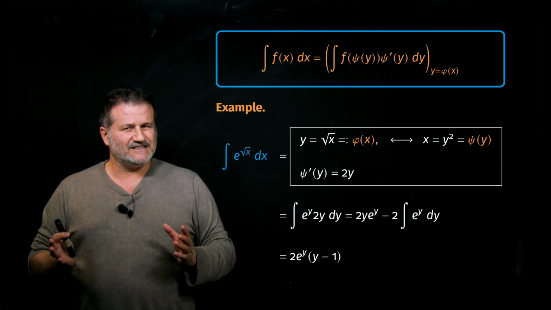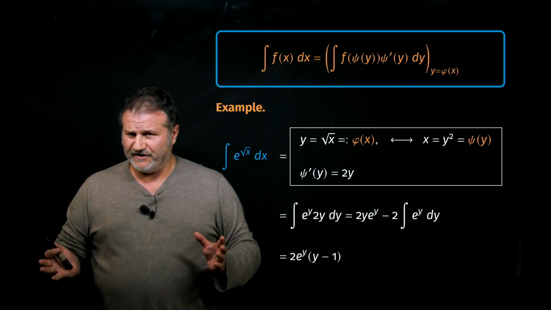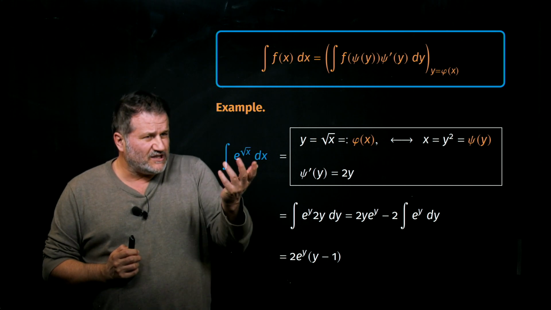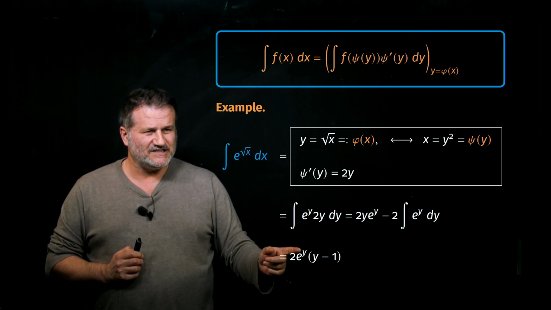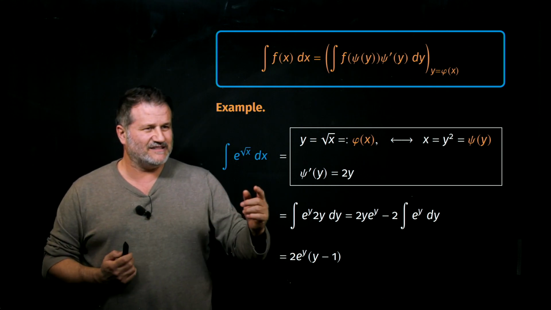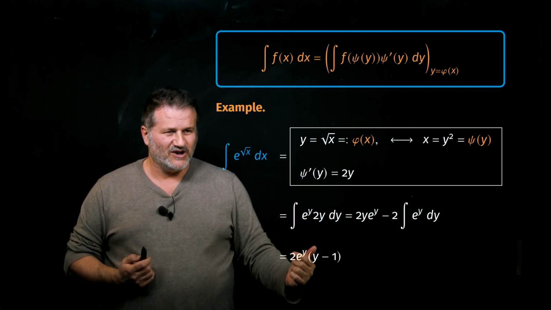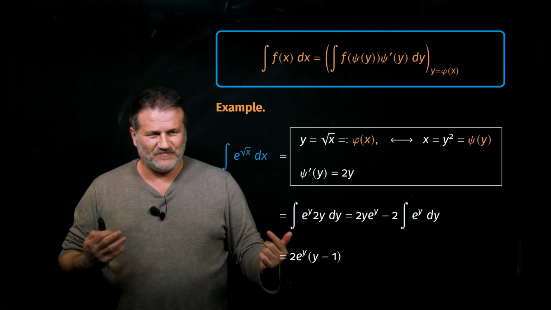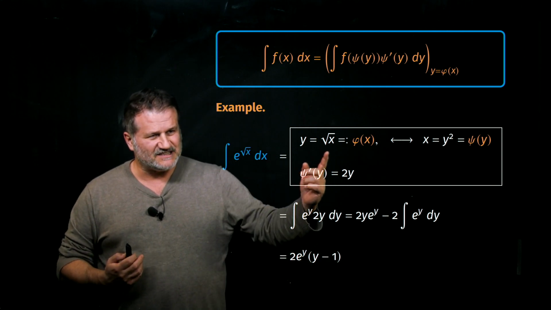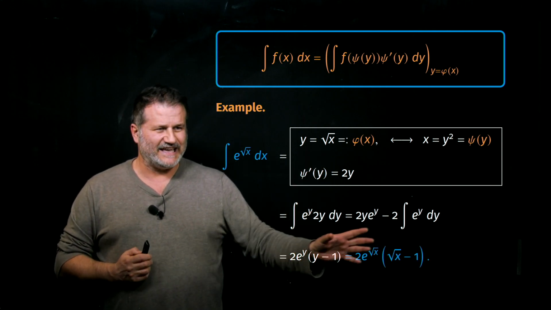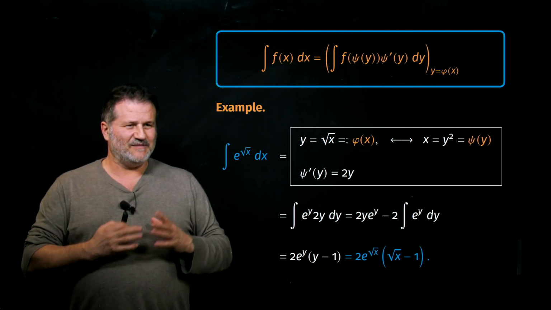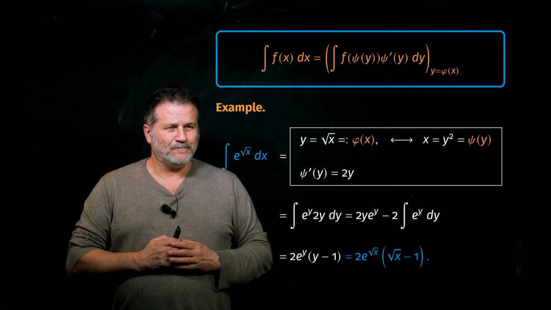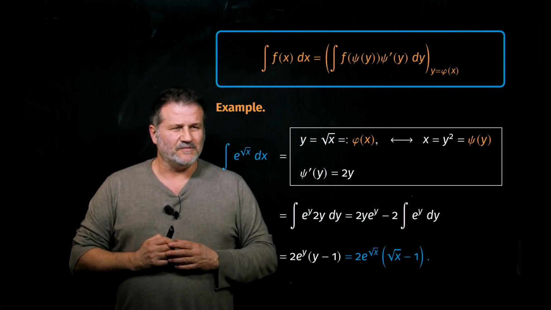Now, this says that the calculation of the primitive is over, and therefore, if we want to restore the variable x, we have just to plug here, in place of y, not the letter x, but what corresponds to y in terms of x, which is just the root of x. So we get this formula. Well, that's it about the application of the change of variable on this example.